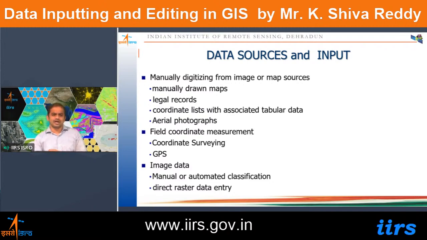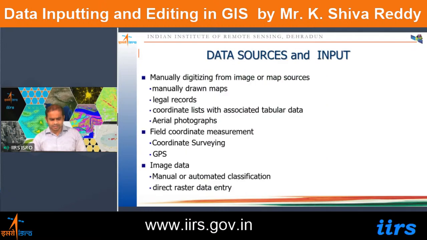And sometimes we directly create an image, which is called direct raster data entry. Most of the time you use sensors to create vector data in digital format, but sometimes you can directly create raster also. So raster data can also be directly in digital format and it can be used in GIS.